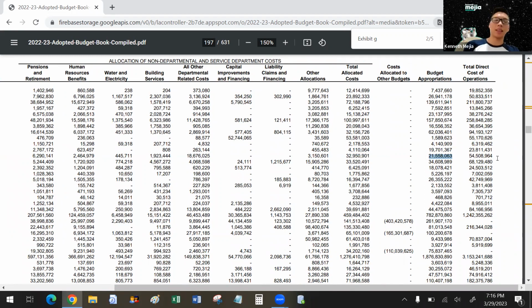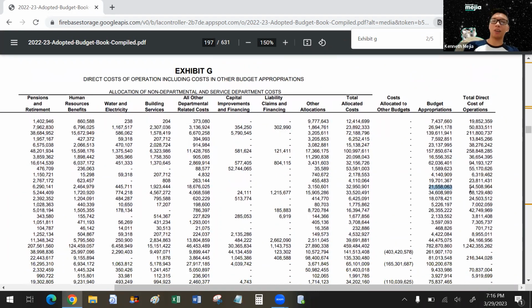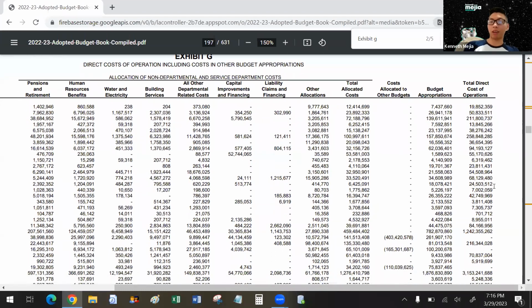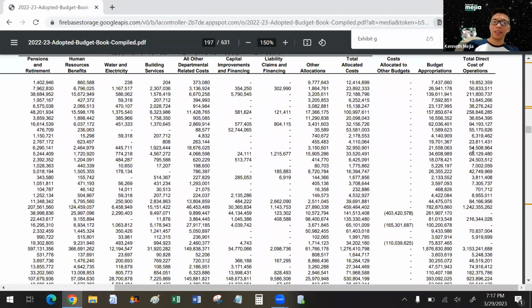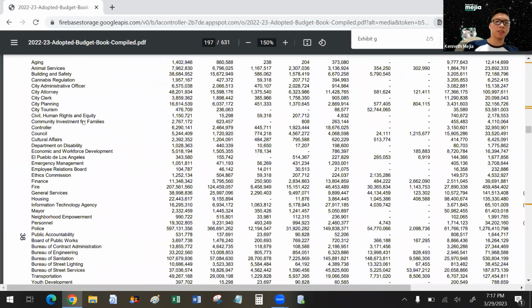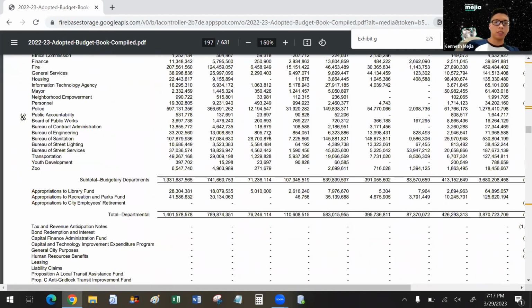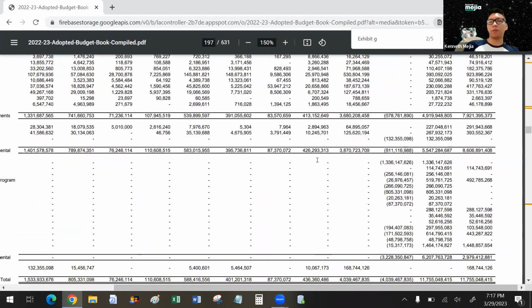So if someone says, Kenneth, I want to know how much money the city controller's office is going to get from this budget, like I said, go to Exhibit G as your shortcut, and then go to the very column on the right and look at the total direct cost of operations for that department. You could check it out there. It's very interesting. We have over 40 departments. You can take a look and see which departments get the most money and which ones we're budgeting to spend the most on. So definitely check that out.